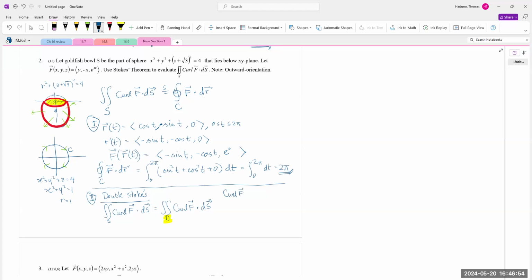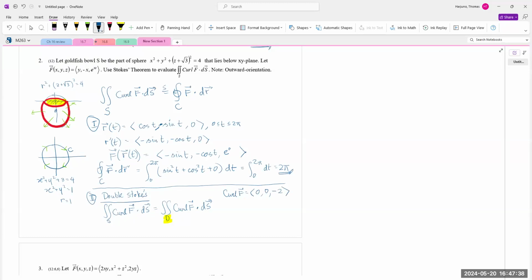The curl of F will be 0, comma, let's see, with respect to x, that's z e to the xz, and then plus 0. But z equals 0. What am I doing? That's 0 anyway. And then the last step will be negative 1 minus 1. So negative 2.